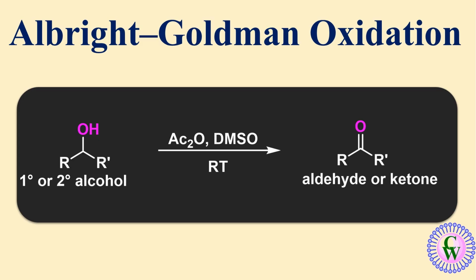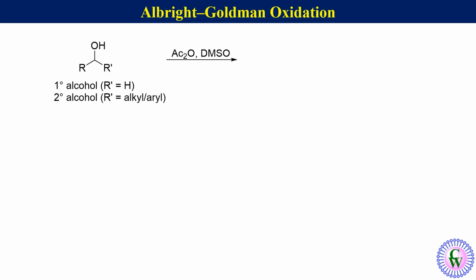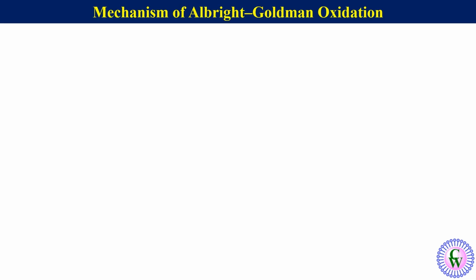In this video we are going to learn an important name reaction, that is the Albright-Goldman oxidation. In this reaction, a primary or secondary alcohol reacts with an intermediate in situ generated by the reaction between acetic anhydride and DMSO at room temperature to produce aldehyde or ketone.